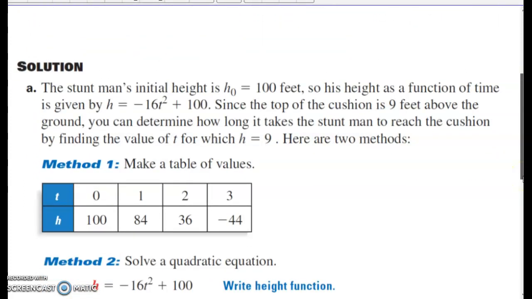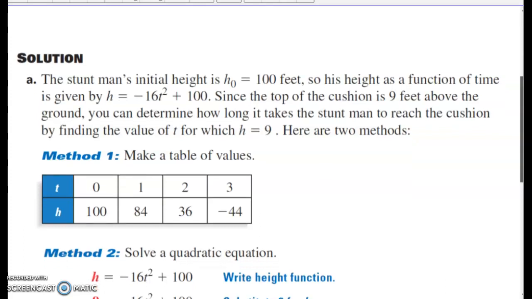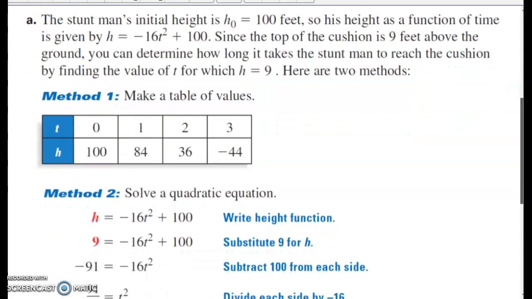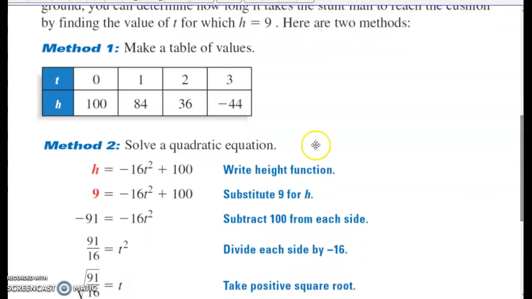There are two methods to do this. One is to make a table of values. So you would put this equation into your graphing calculator and then look when he would reach a height of 9. So you can see what's going on here. He's reaching a height of 9 somewhere between 2 seconds and 3 seconds. And you can zero in on that by looking for the value on your graphing calculator. Method 2, we solve using a quadratic equation. So with this first method up here, you can use your graphing calculator to find the exact value. Right now, you know how to use it by just looking at it and estimating. Here, we're going to solve exactly.